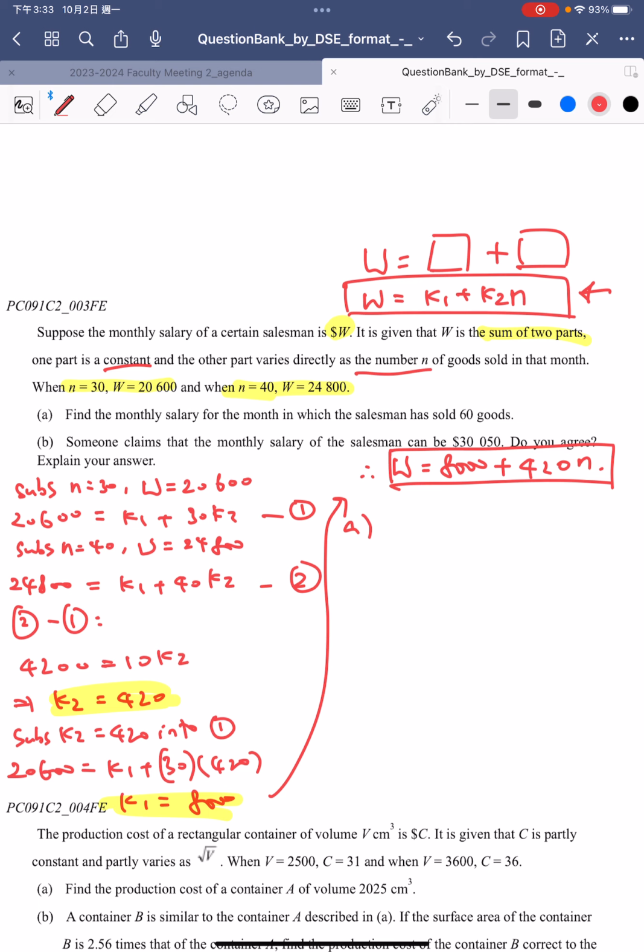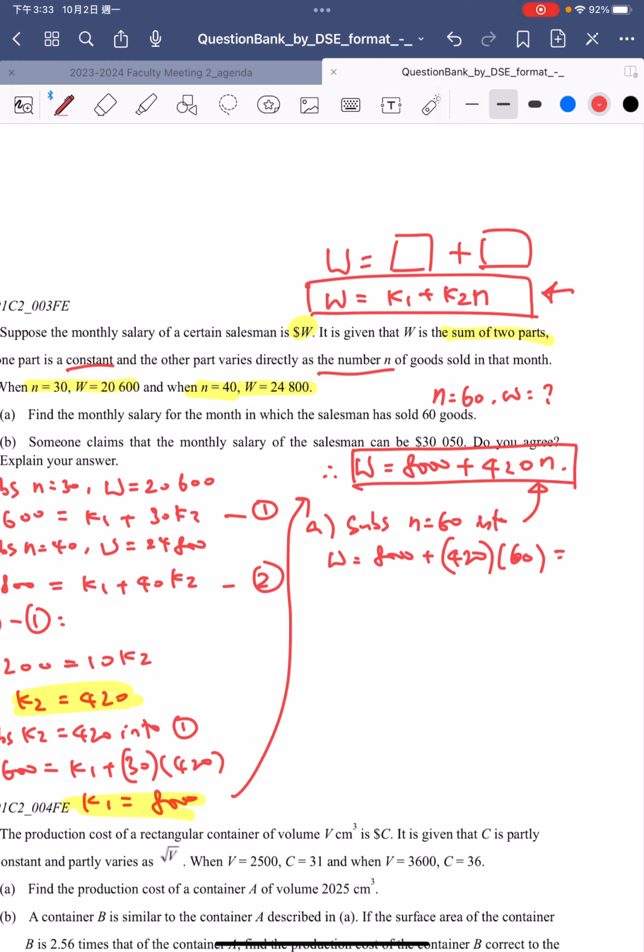So for question A, they're asking about the monthly salary if the salesman has sold 60 goods. How many they sell means the number n. So now we have n is equal to 60, and what's the value of w? We substitute n is equal to 60 into our equation. Then w is equal to 8,000 plus 420 times 60. Using the calculator, the answer is equal to 33,200. So that's for question A.